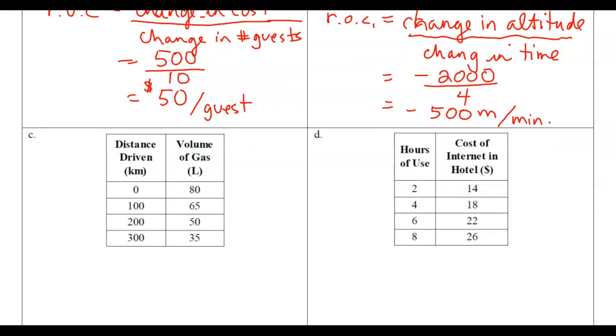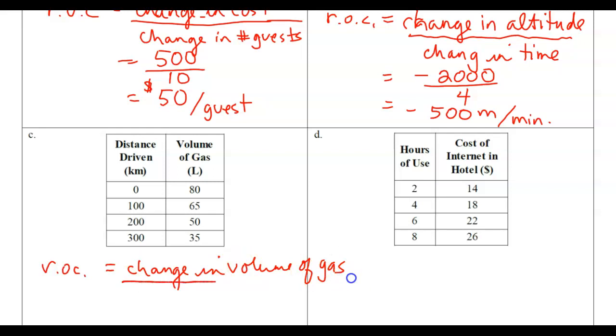So now we don't have a graph, we have a table of values. And it says the distance driven in kilometers, volume of gas in liters. So basically how much volume you're using. So the rate of change is the change in volume of gas divided by change in distance.